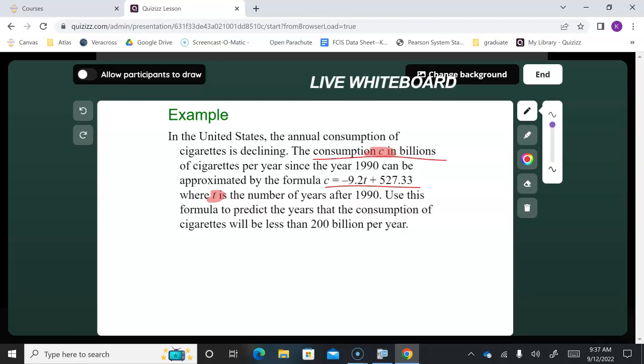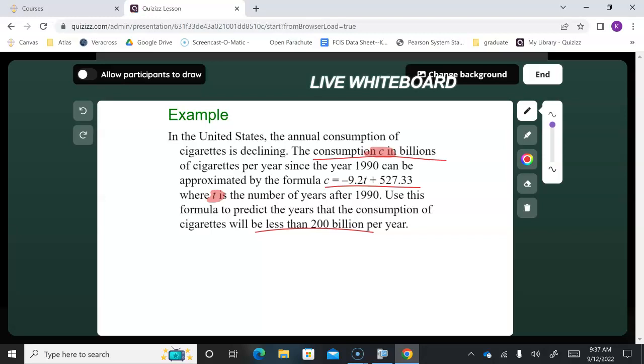10. What is T in the year 2005? 15. Okay, so T is a number of years after 1990. Use this formula to predict the years that the consumption of cigarettes will be less than 200 billion per year.